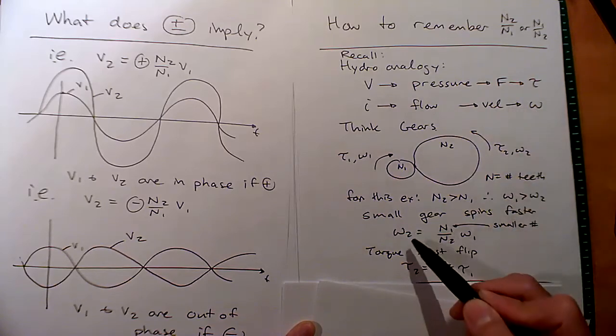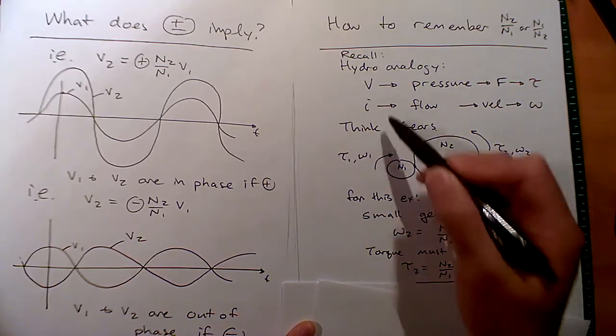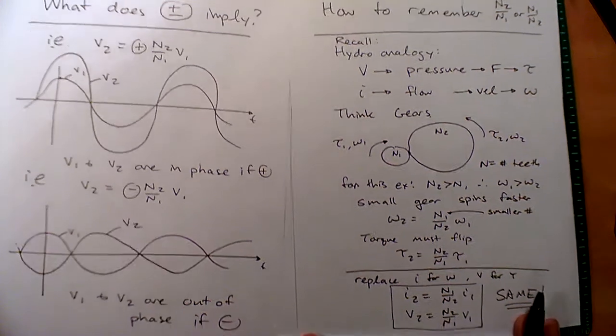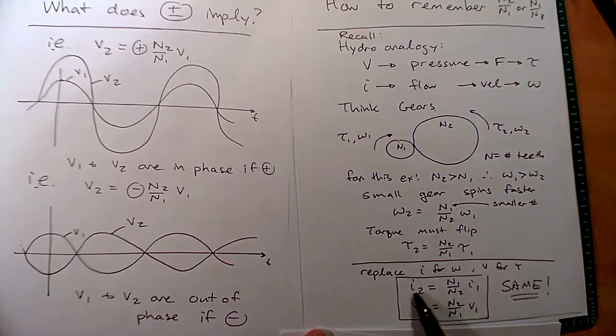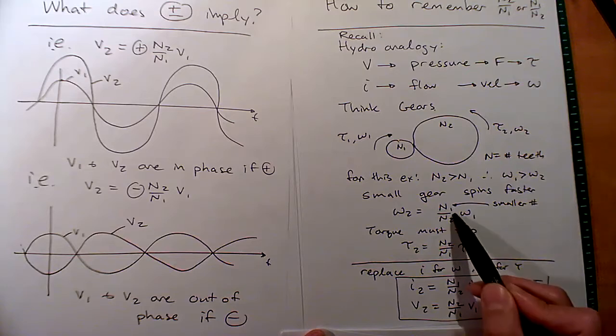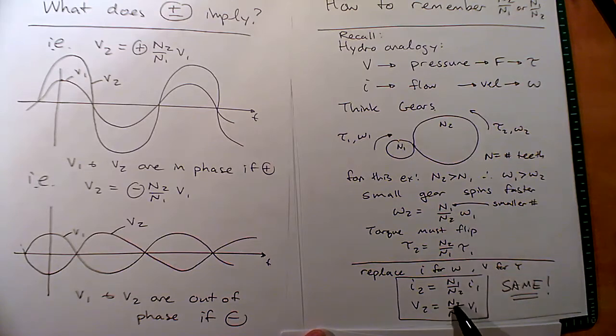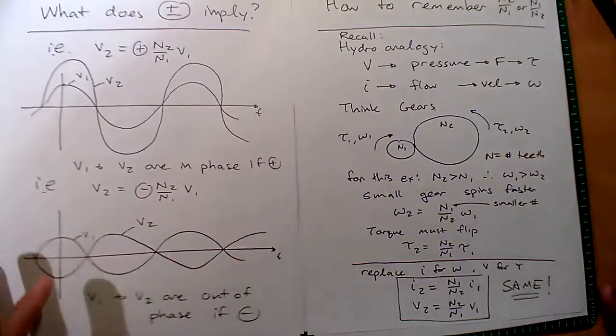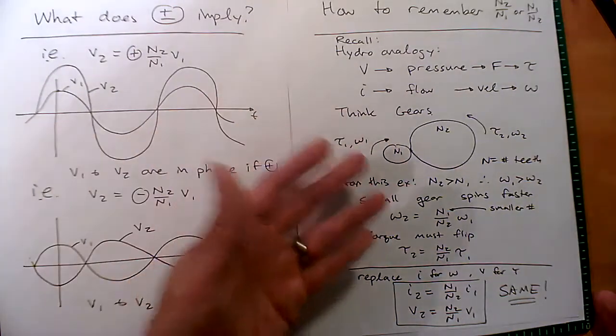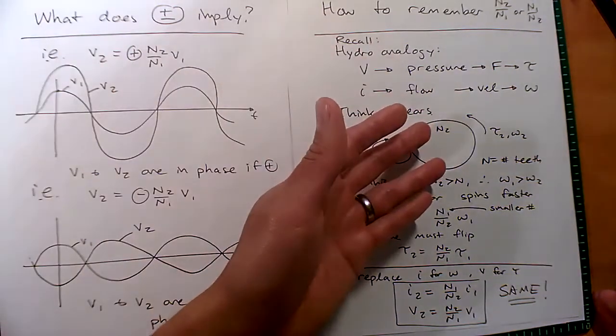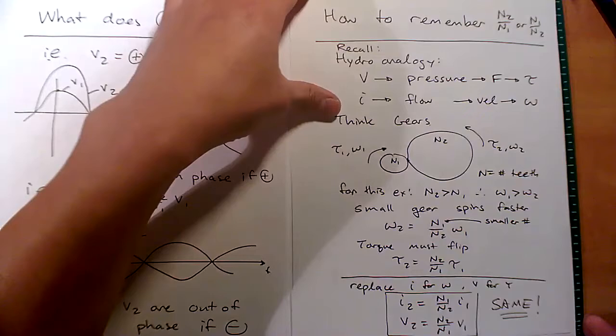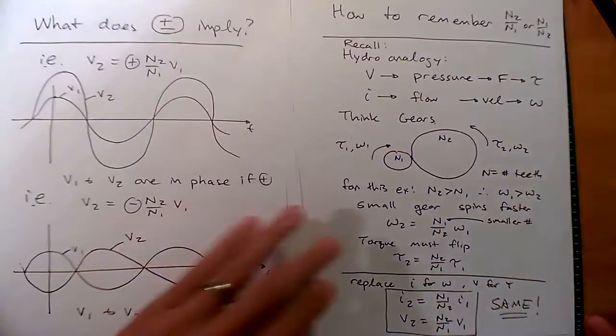Now, if you go back to the hydro analogy, you know that current is like this velocity, right? So just replace omegas with I's and torques with voltages, and you would get our transformer equations, right? I2 equals N1 over N2 I1, bang. And V2 equals N2 over N1 V1, bang. Nice. So that's just a way to think about it and relate it to the mechanical gear analogy, and also remember if it's N2 over N1 or N1 over N2. I hope that helps.